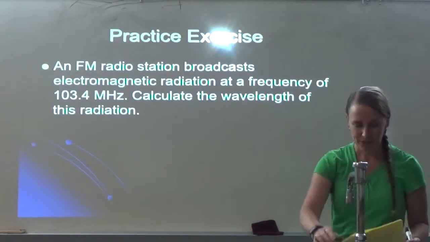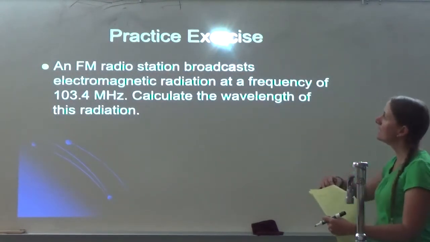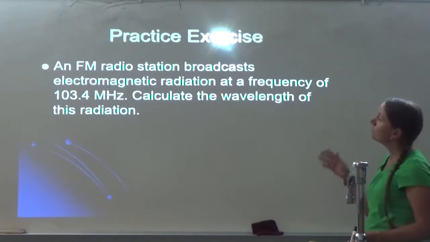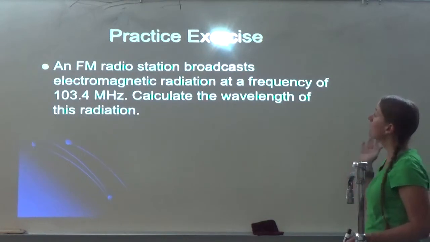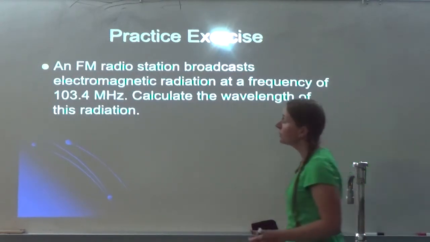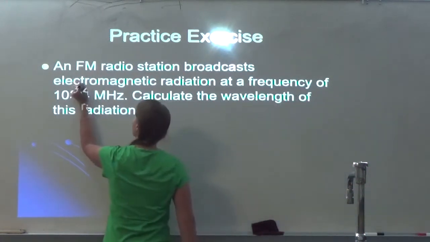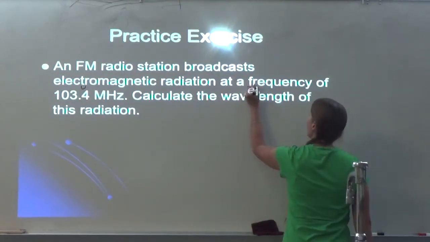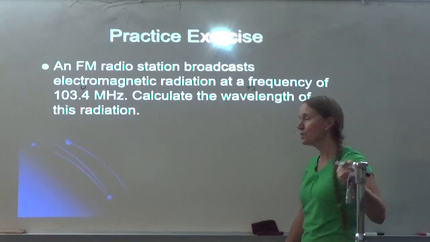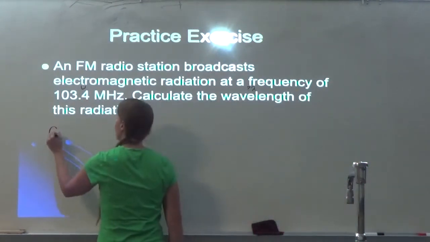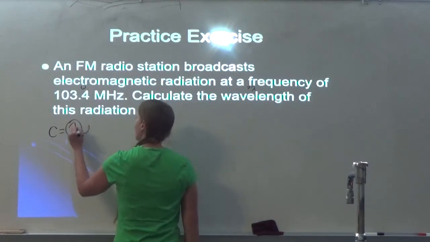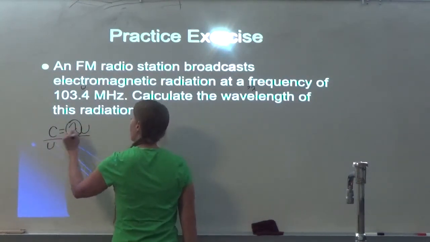All right, so our next one says an FM radio station broadcasts electromagnetic radiation at a frequency of 103.4 megahertz. So this is my frequency. Then it says calculate the wavelength. So I'm looking for wavelength this time. We still set it up the exact same way. So c equals lambda nu. I'm looking for lambda, so this time I'm going to divide both sides by nu.